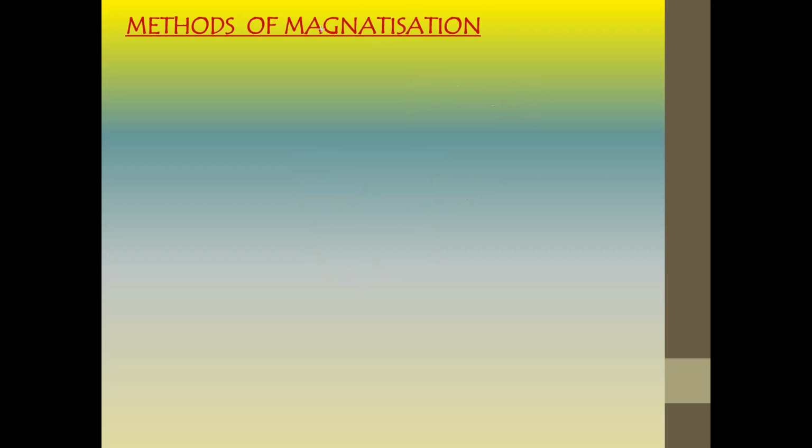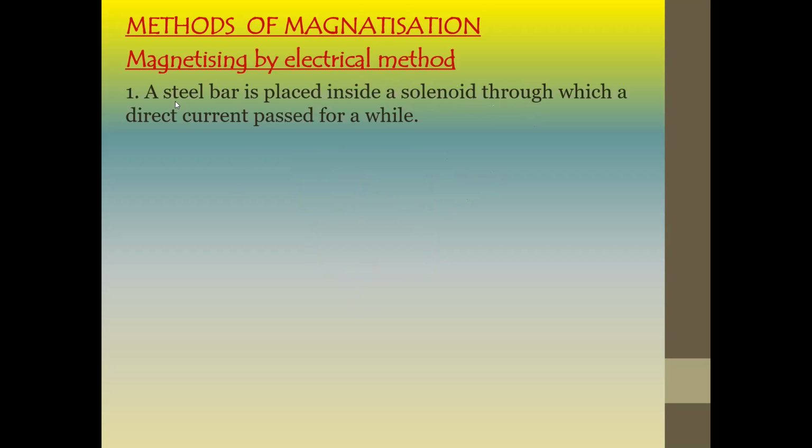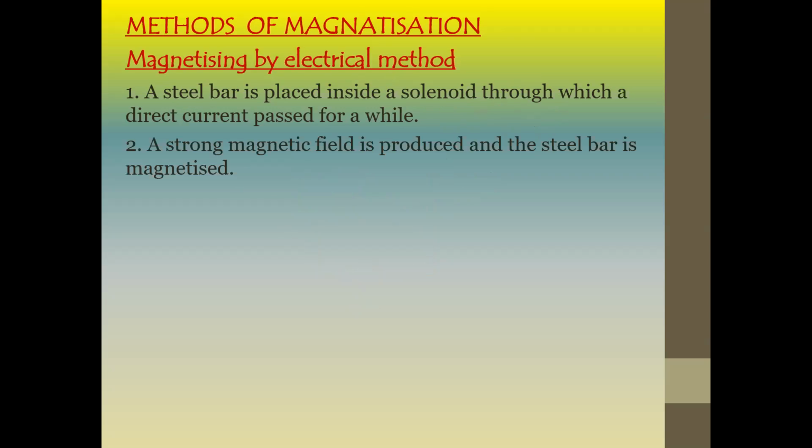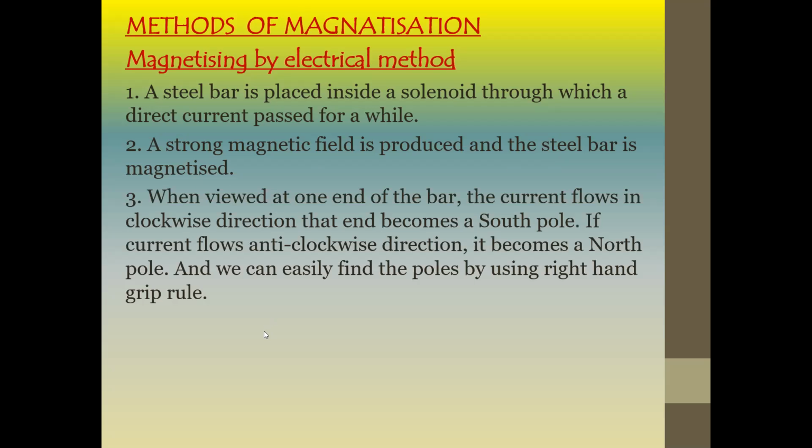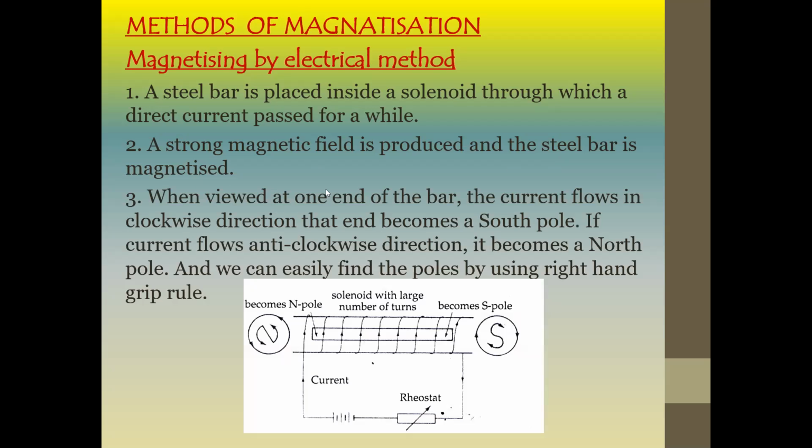Normally this technique is used to prepare a permanent magnet. So magnetizing by the electrical method, we take a steel bar and place it inside a solenoid. A solenoid means a circular wire, and we pass a direct current, DC. A strong magnetic field is produced and the steel bar is magnetized. As you can see here in this picture, this is the direction of the current.